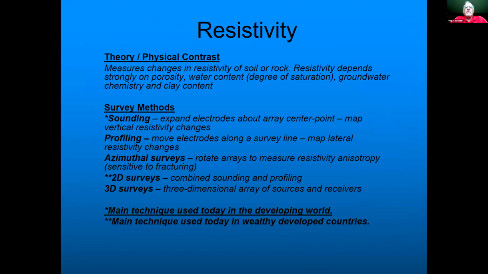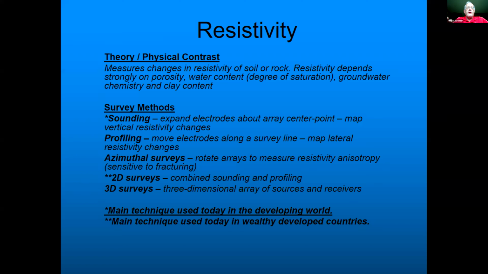So soundings expand electrodes around the center point, and they map vertical changes. Profiling moves electrodes along a line. Azimuthal surveys rotate the resistivity array around a circle-like pattern. 2D surveys combine sounding and profiling. We'll see that for Orchard Hills. 3D surveys are very seldom used.